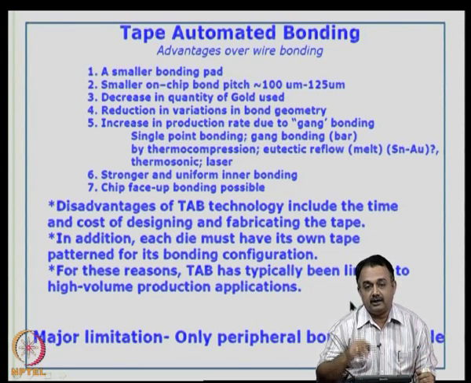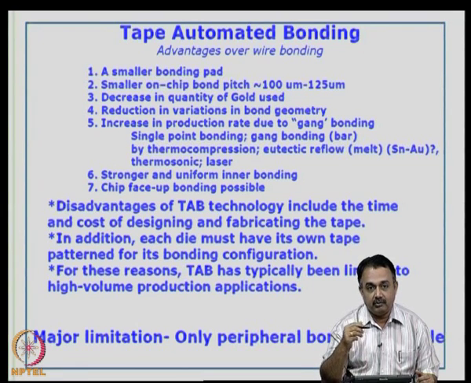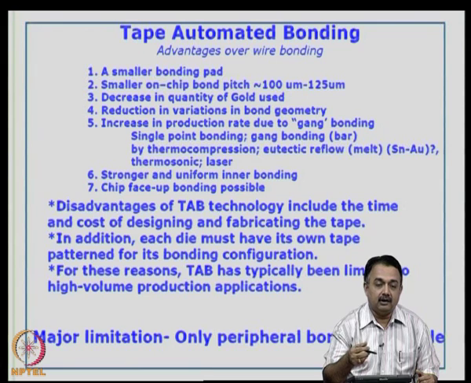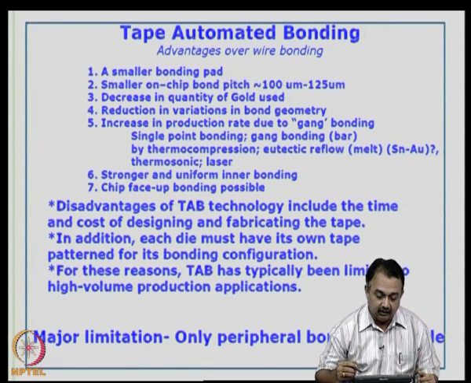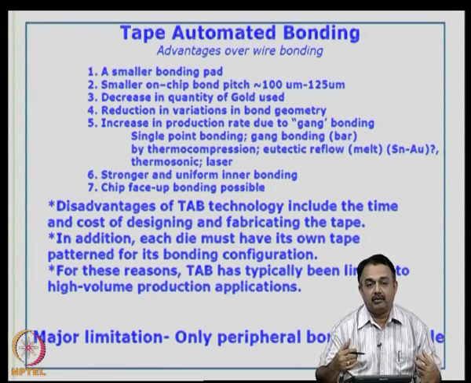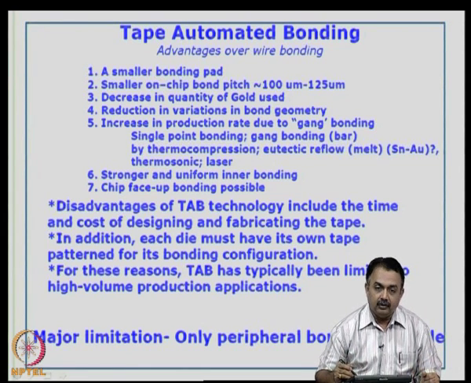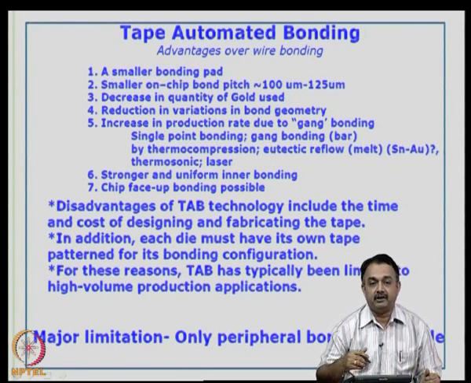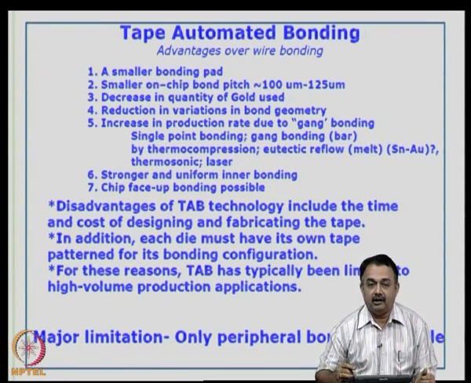Typically, in wire bonding, it is a single bond operation. That means a bond has to be completed before another bond is established. So, it is time consuming in that sense, but in tape automated bonding you can finish the entire periphery in one shot by using a suitable thermode, which will do a single point bonding, also known as bar or gang bonding, by thermocompression. You can also use thermosonic. If it is a very small structure, you can use laser to activate the bonding process.